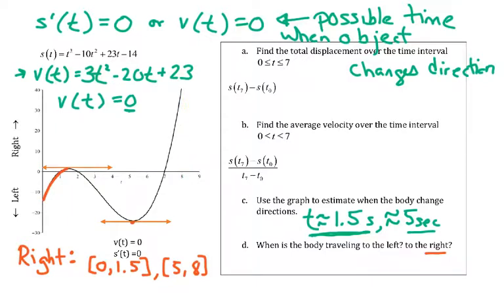And I'll show you that here too. So this is when I'm traveling to the right in these intervals, and then I'm traveling to the left in the other ones, from 1.5 to 5 seconds, traveling to the left.